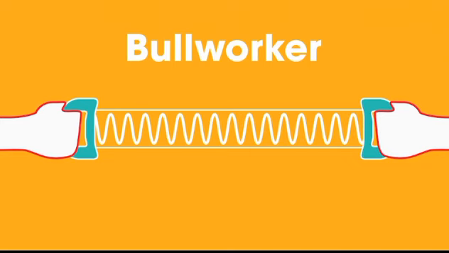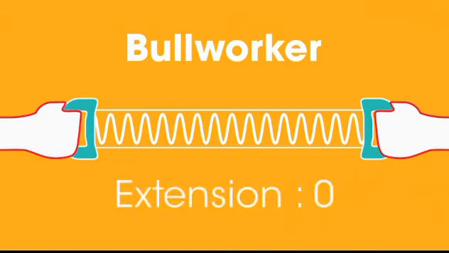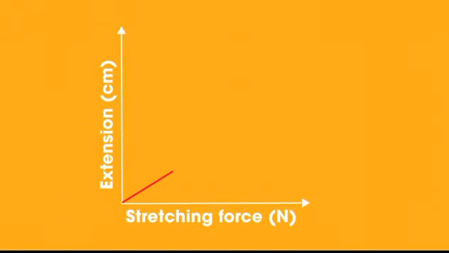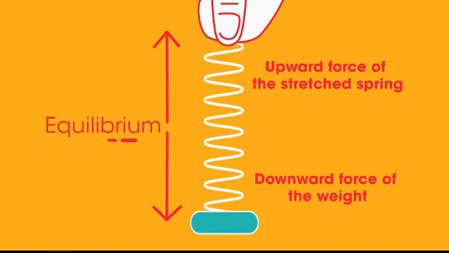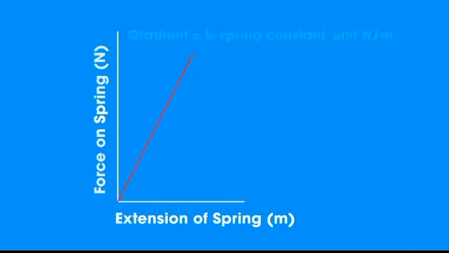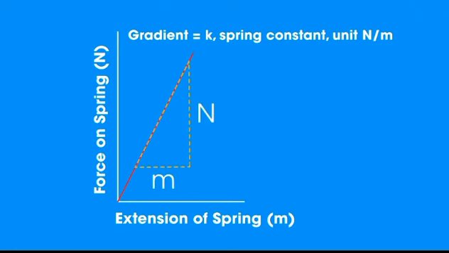The extension returns to zero. We can see this at the origin on the graph for the spring experiment. This spring obeys Hooke's law. When the weight and the upward or restoring force are equal, the spring is said to be in equilibrium. The spring constant k is a measure of the strength of a spring. It measures the force, or the number of newtons, it takes to stretch the spring by 1 meter.